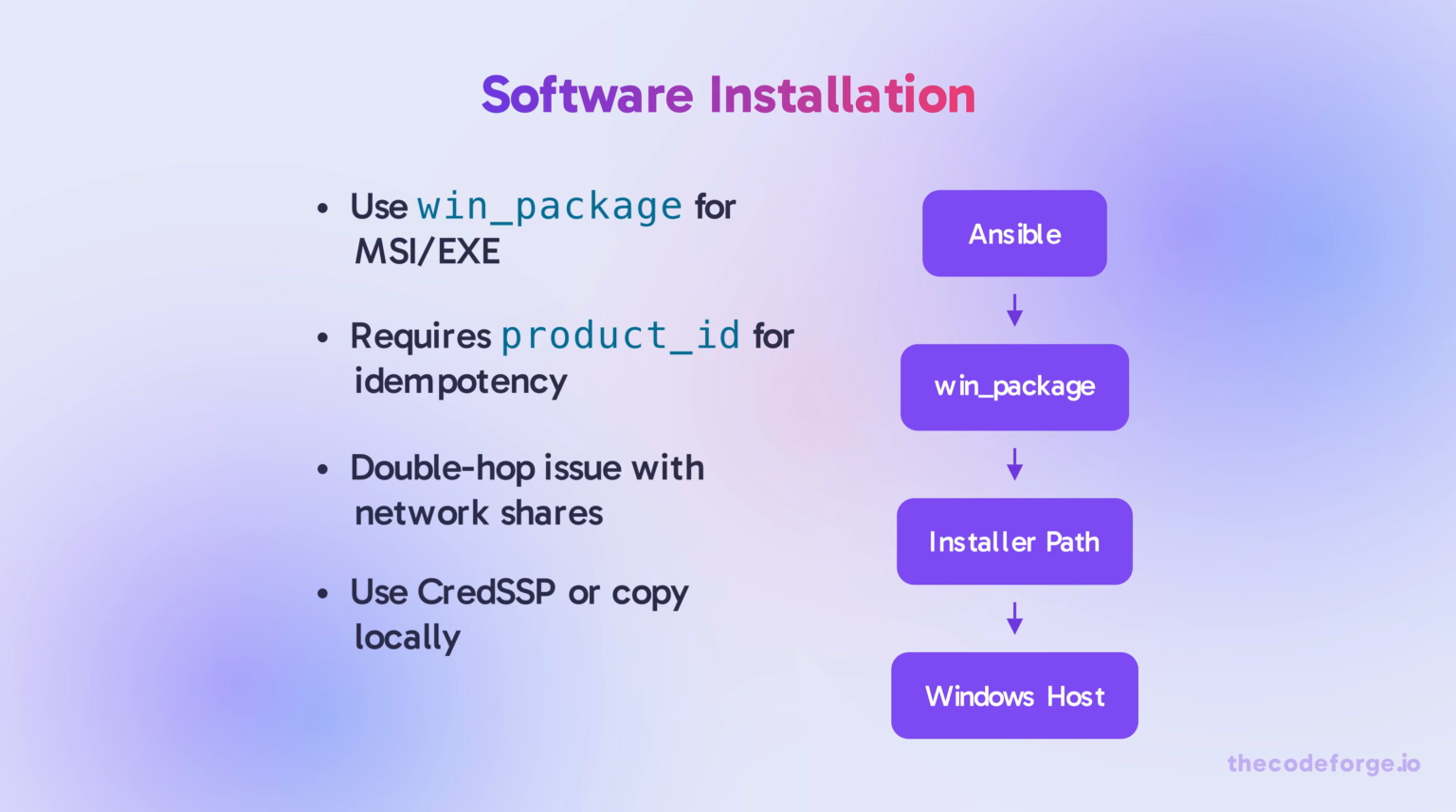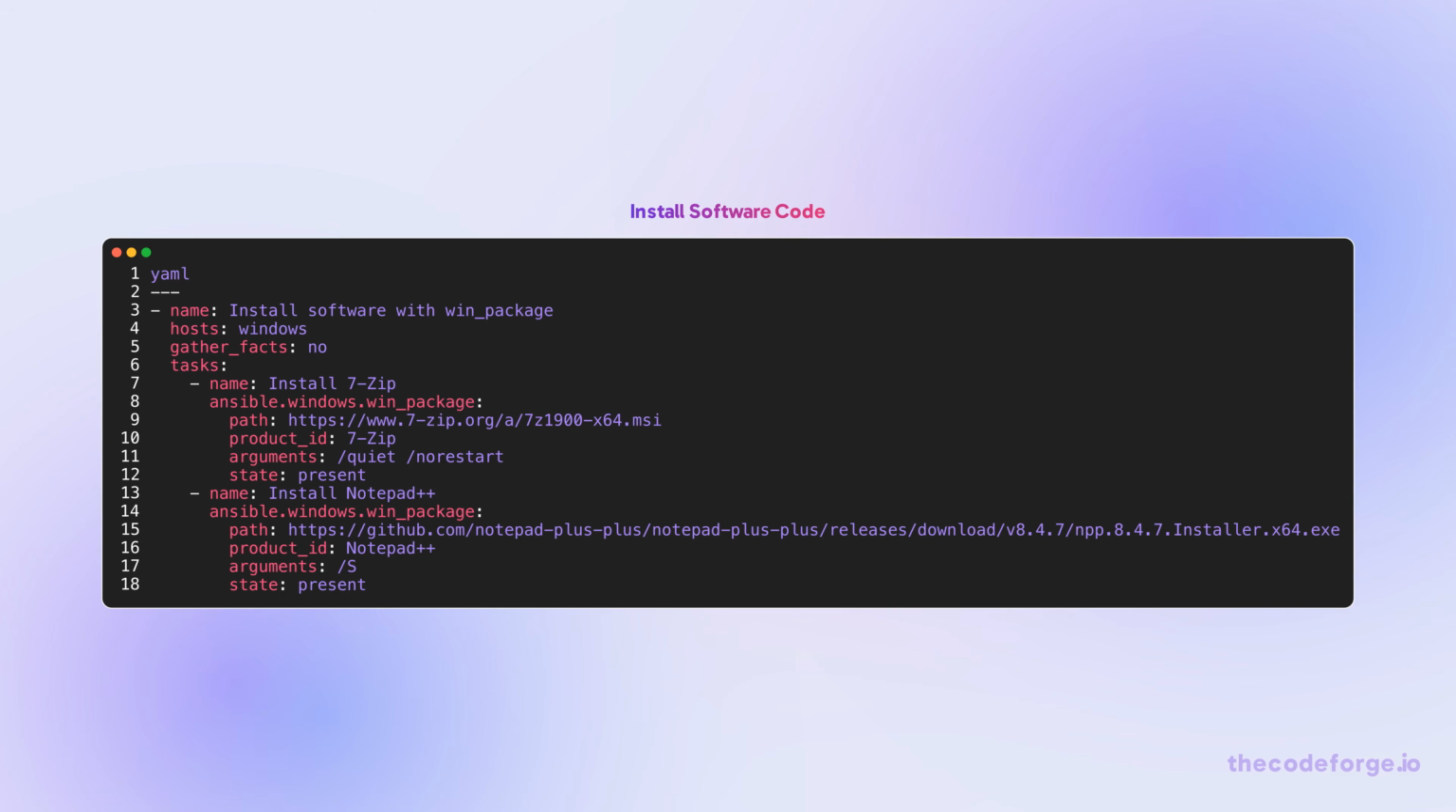The win_package module installs or uninstalls software. You need the product_id for idempotency. If the installer is on a network share, you'll hit the double hop problem. Use CredSSP or copy the installer locally first. This playbook installs 7-zip and Notepad++ from URLs. Note the product_id and silent installation arguments.